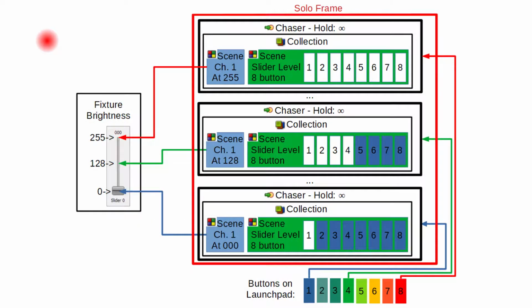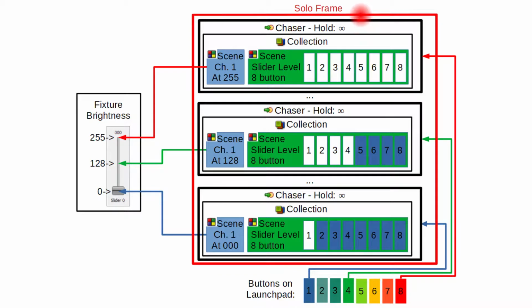In order to create a properly working slider, we need to create 2 scenes, one that will control the level of the light, and the other which will light up the buttons white up to the level we selected on the Launchpad. Then we need to take those 2 scenes and put them into a collection so they're easy to edit later if needed. Now, add the collection to the chaser with the hold time set to infinite.